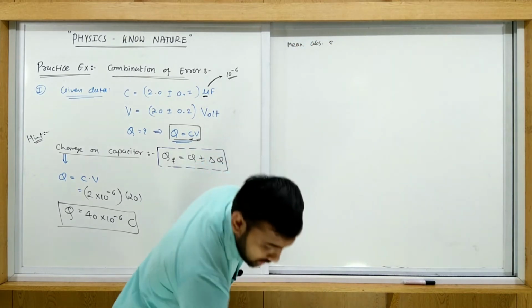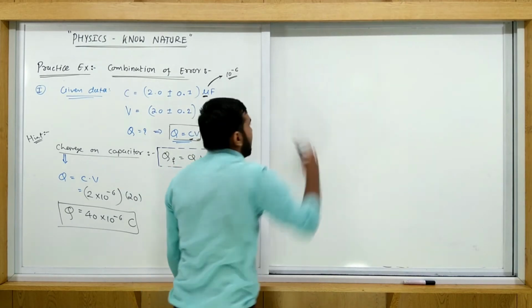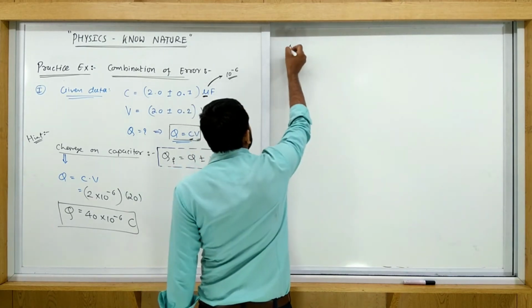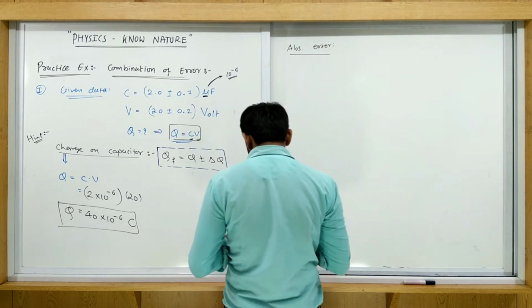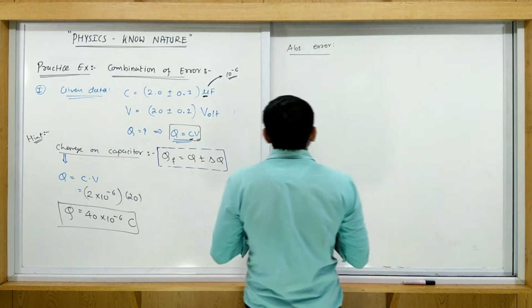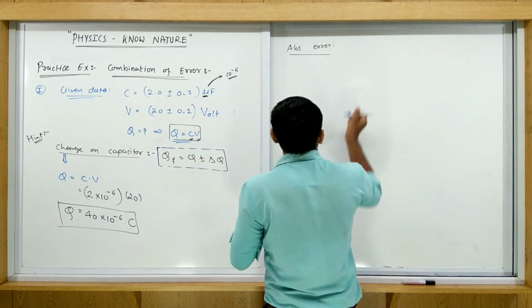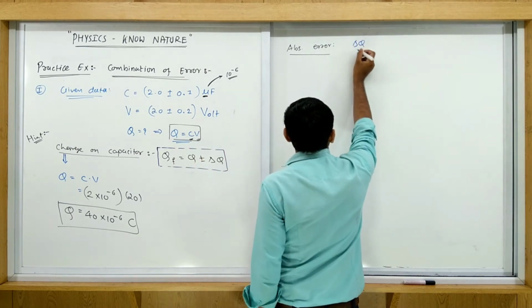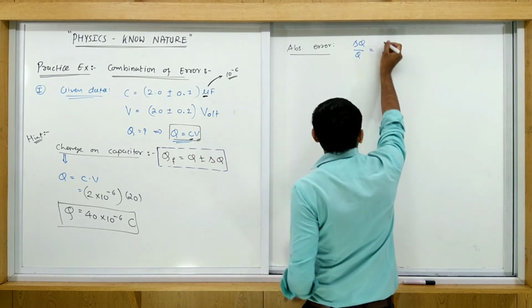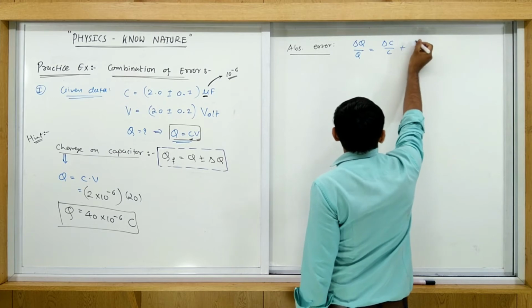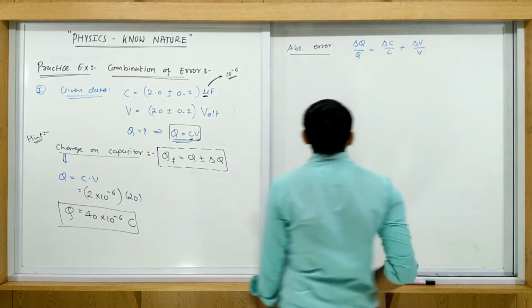Find the absolute error. Delta Q means what? If you want the absolute error in Q, then use the multiplication rule. The multiplication rule is: relative error in Q, delta Q upon Q, is equal to the sum of the relative errors of the other quantities. So delta C upon C plus delta V upon V.